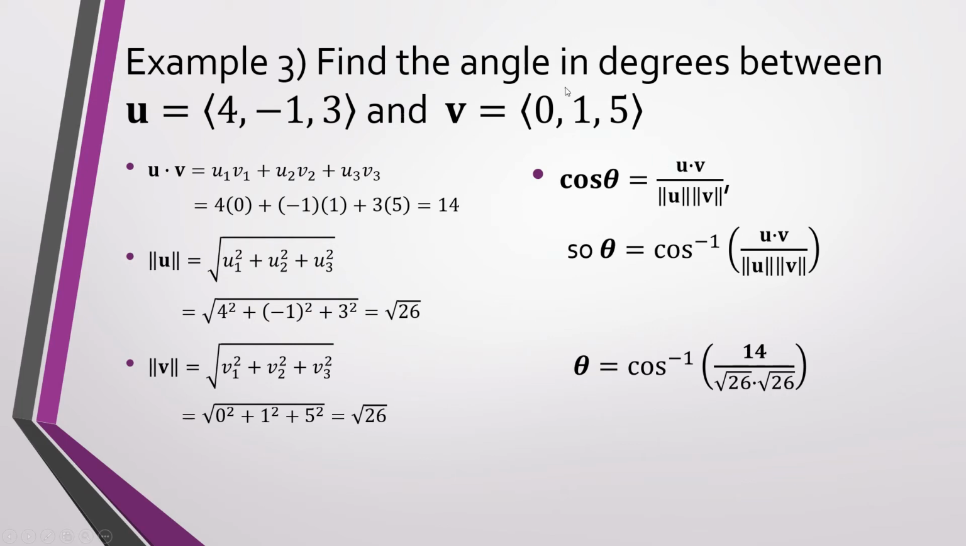Notice that our direction said that we're going to find the angle in degrees, so make sure your calculator is in degree mode. And if you type in the inverse cosine of 14 over square root 26 times square root 26, you get that theta is about 57.42 degrees.